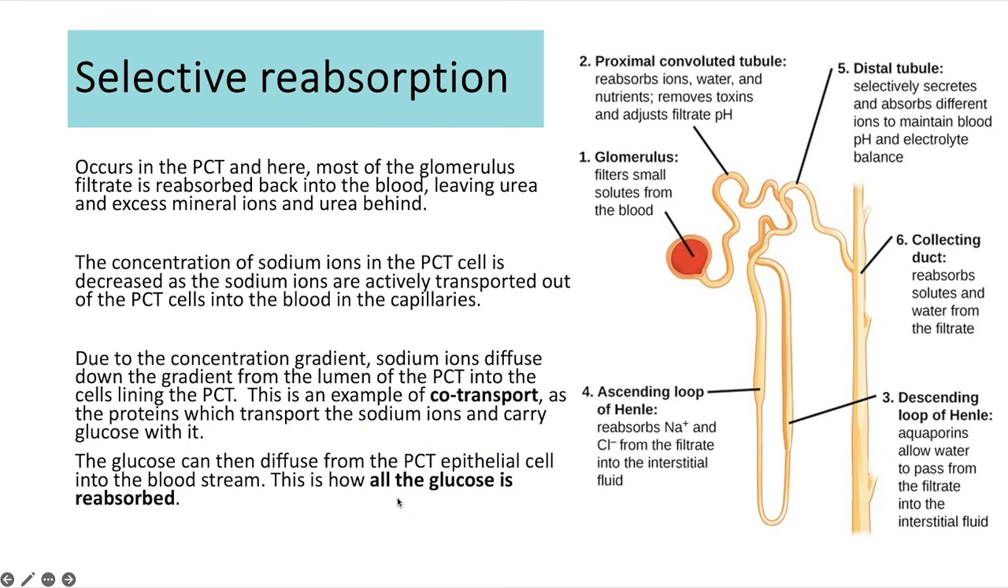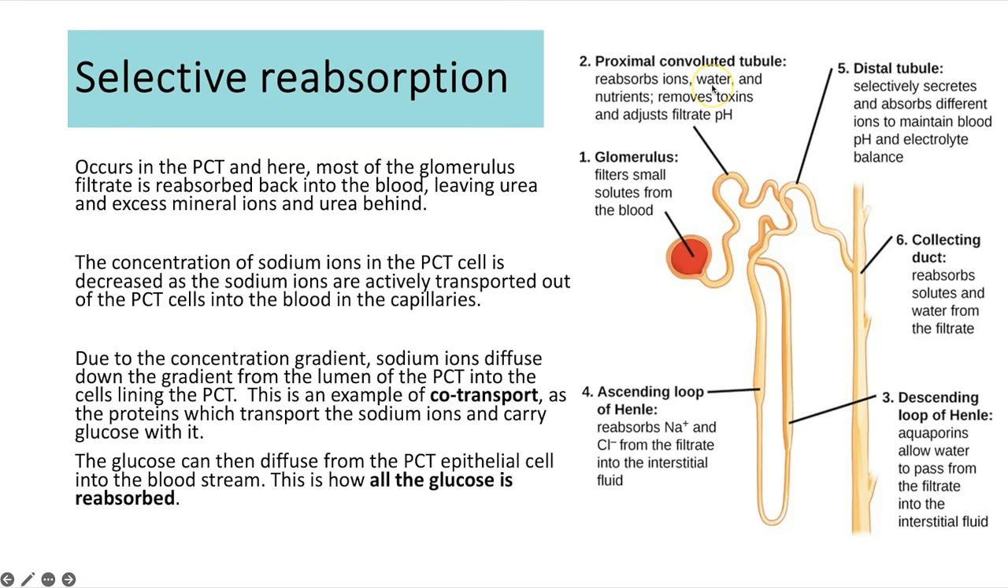And then the glucose can move from the epithelial cells into the blood by facilitated diffusion. And this is how all of the glucose, or almost all of the glucose, is reabsorbed from the filtrate back into the blood. And that is really important because we don't want to be losing glucose in our urine, because glucose is needed for respiration. And if you do have excess glucose in your blood, that can be stored as glycogen, which we're coming on to later in this video.